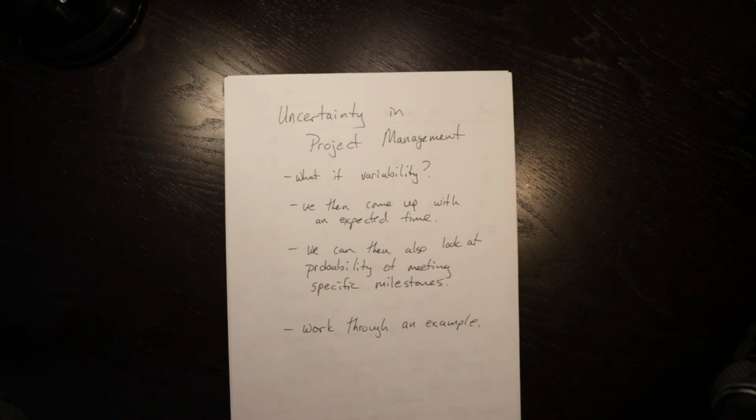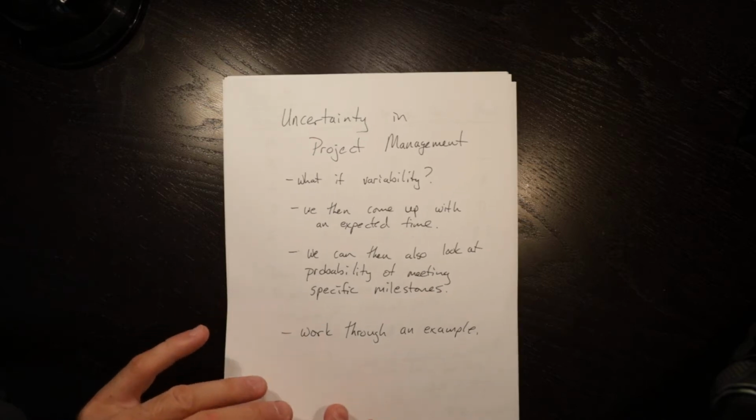This video is the last in the series about project management. In this one, we're going to talk a little bit about uncertainty in project management. I'll refer you back to the short PowerPoint video that I gave to introduce this concept. But in this one, I'm going to work through a specific example. And the question becomes, what if there is variability? We can then come up with an expected time. We can then also look at the probability of meeting specific milestones. And this video here is to work through an example question.